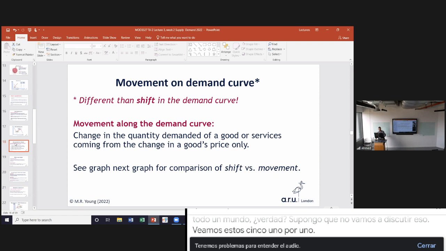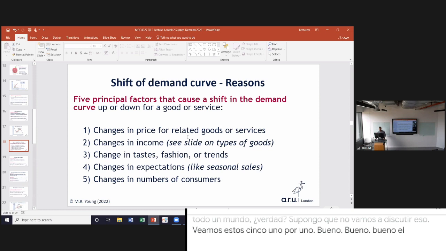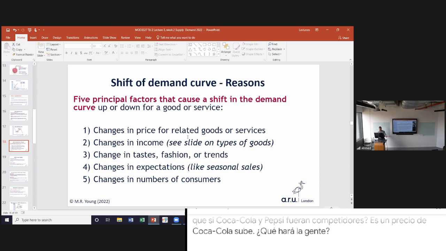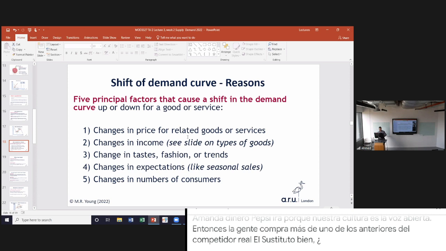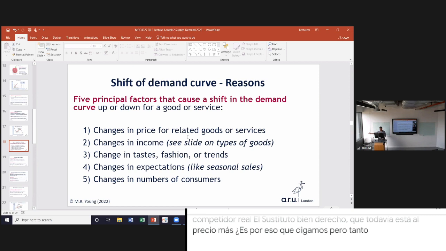Right, so let's have the first one: a change in price for related goods and services. Would you agree that if Coca-Cola and Pepsi are competitors, and the price of Coca-Cola goes up, the demand for Pepsi will go up? Because now Coca-Cola is up in price, so people will buy more of the competitor, the substitute good, which is still at a lower price. Let's say both Coke and Pepsi are £1. Let's say Coke goes up to £1.10. More people will buy Pepsi.